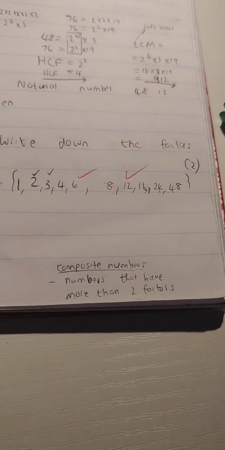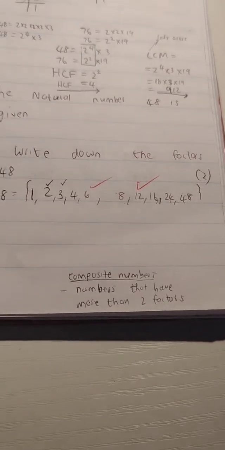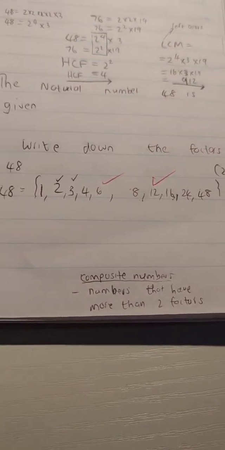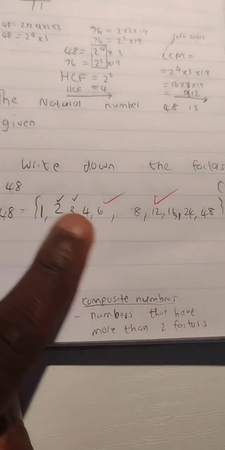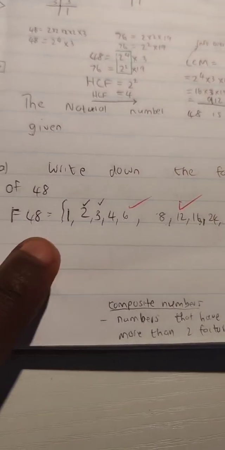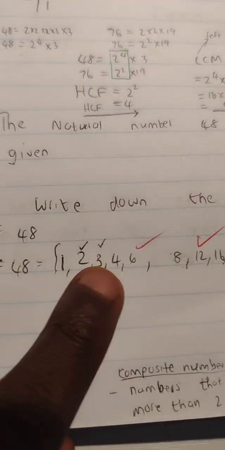Okay, more than 2 factors. So understand that, guys, and understand it well. Otherwise 2 and 3 are prime numbers, and because they are prime numbers, we say these are the only prime factors of the number 48. So when I answer this question, write down the prime factors of 48, here they are. The prime factors of 48 are 2 and 3. These are the prime factors of 48.